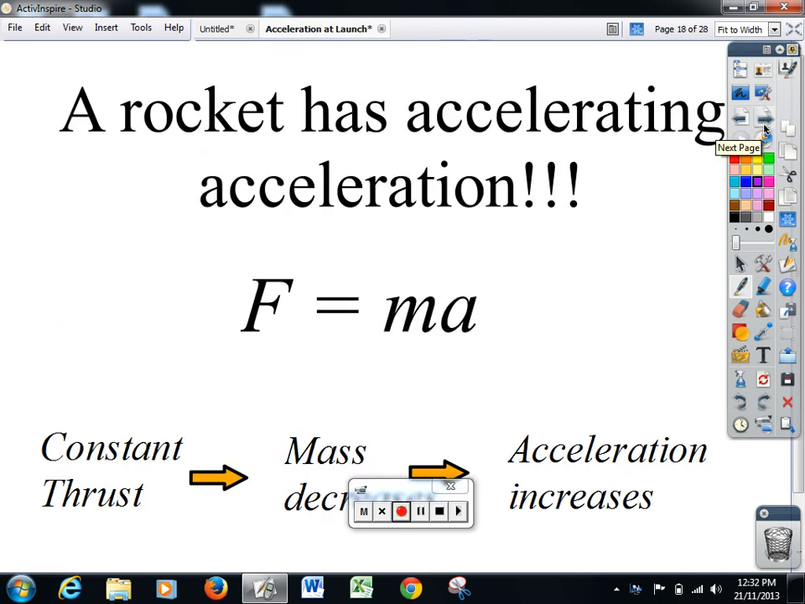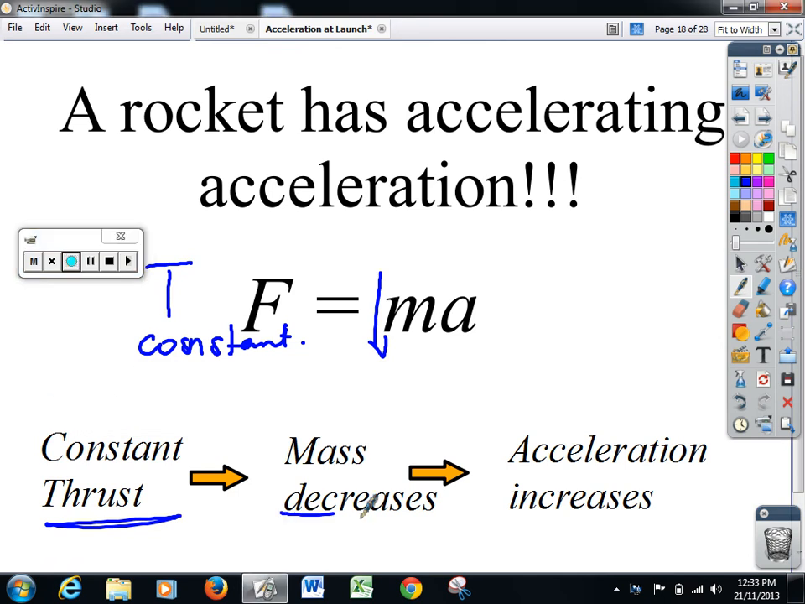So, to summarise, a rocket has accelerating acceleration. Don't forget that according to Newton's second law, we have the force equaling ma. Now the force is the thrust, and the thrust is constant. If we have a constant thrust and a decreasing m, as mass decreases, then what must increase? a must increase to keep this as a constant value. Okay? So as m goes down, a increases. So this is the acceleration of the rocket.